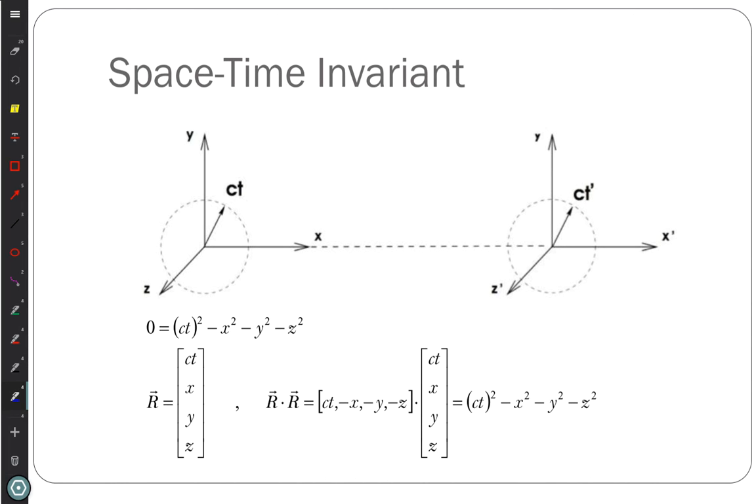So we started by saying we're looking for an invariant, something that if we make this measurement, it's going to be the same in all reference frames. And what we found for space-time was that (ct)² minus x² minus y² minus z² is going to be the same in all reference frames, because light emanates outward in all directions with the same speed c in all reference frames. So that's where we got that four-vector invariant.